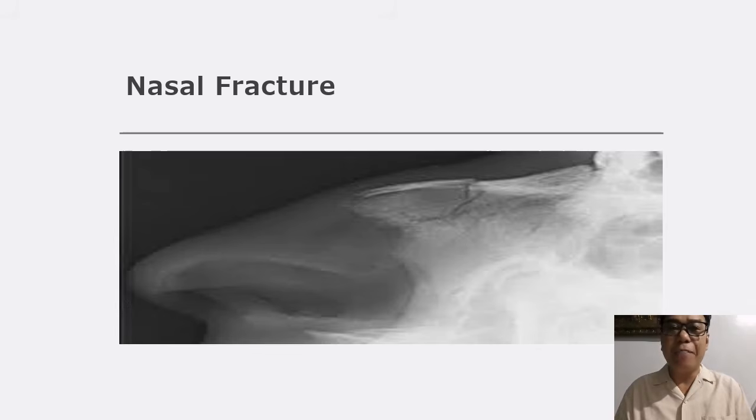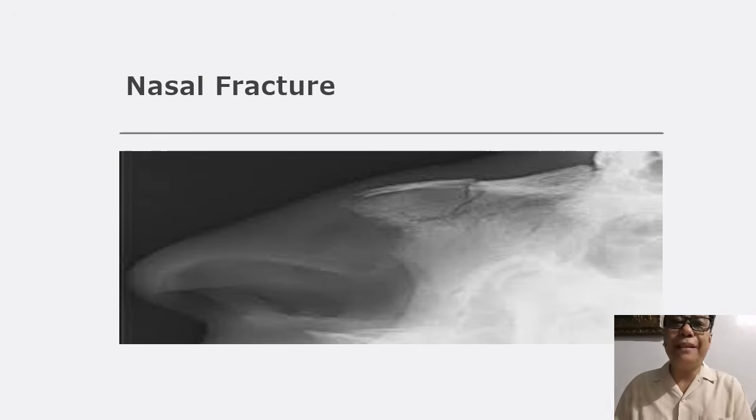So again, if the clear drainage is present, what we need to do is to test that clear drainage, okay? What are we going to do for testing? We need to test for presence of glucose because if it is positive for glucose, it means that the fluid coming out from their nose is CSF or cerebrospinal fluid. Okay?